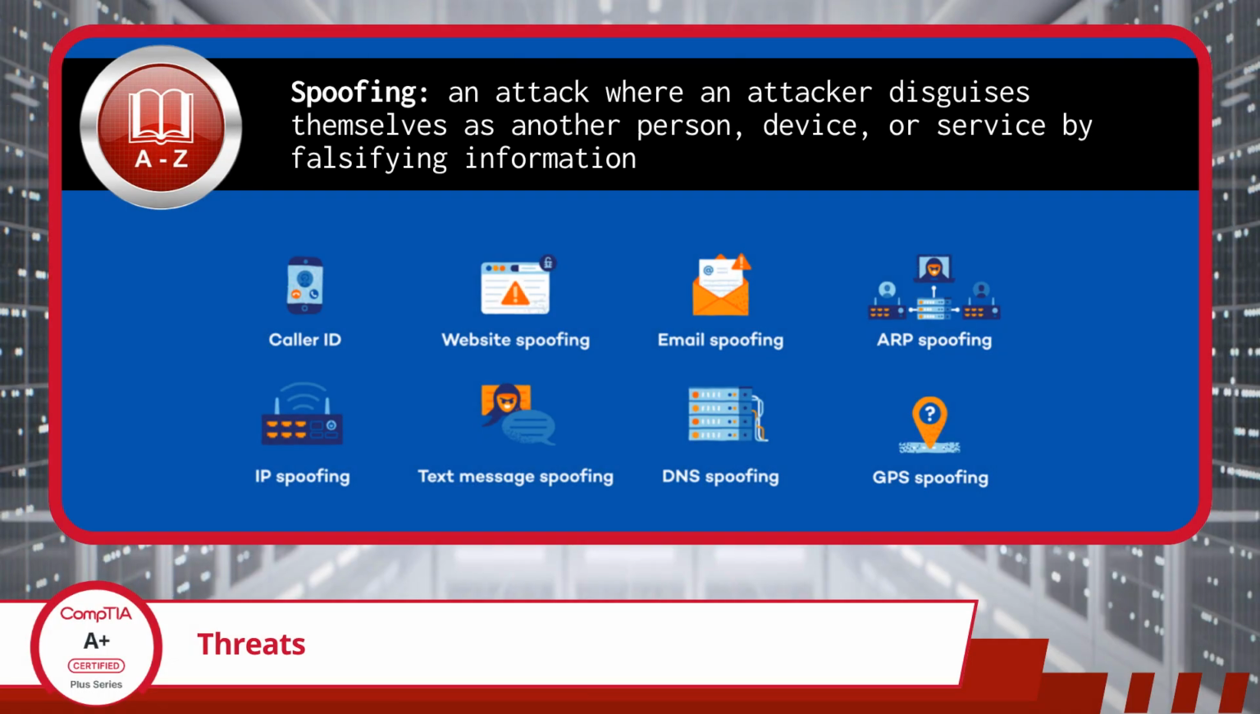Moving on, we have spoofing. Spoofing is an attack where an attacker disguises themselves as another person, device, or service by falsifying information. This could involve fake email addresses, forged IP addresses, fraudulent websites, or other deceptive tactics. The goal is to trick users or systems into believing the communication is legitimate. Whether it is a fake bank website or an email pretending to come from your manager, spoofing is all about deception and misdirection.